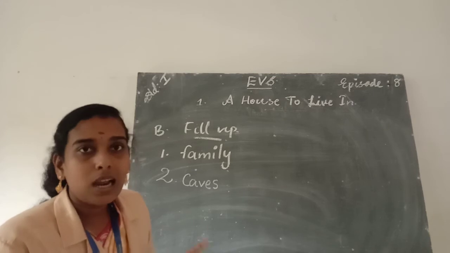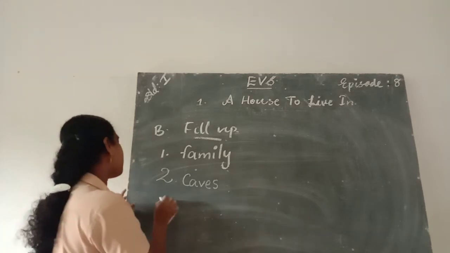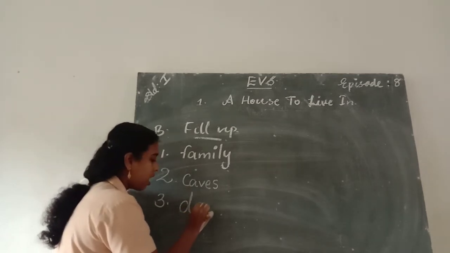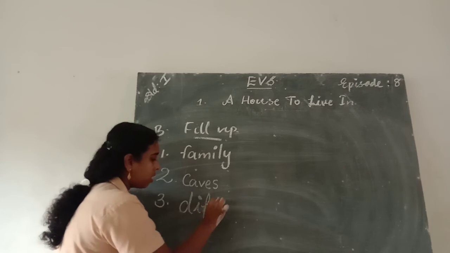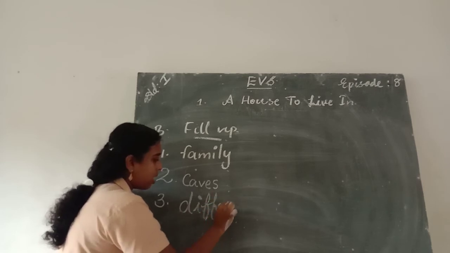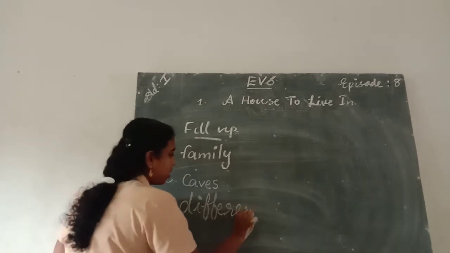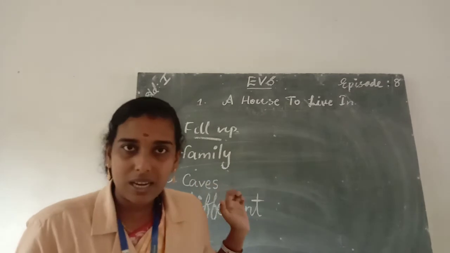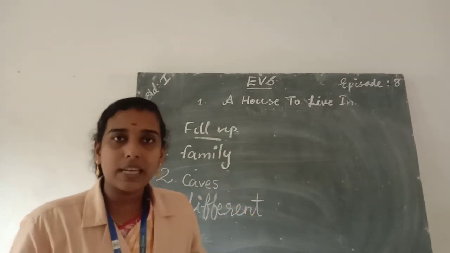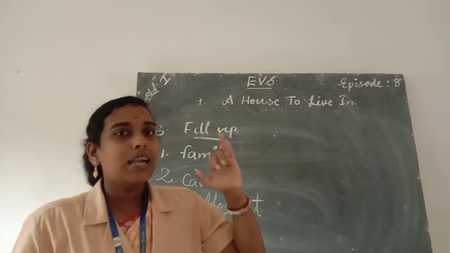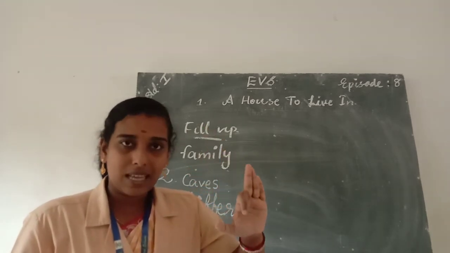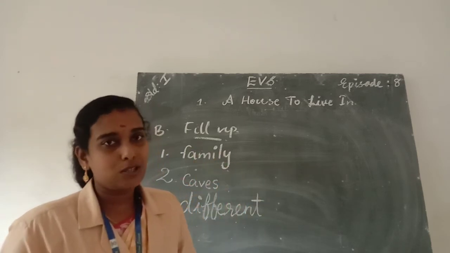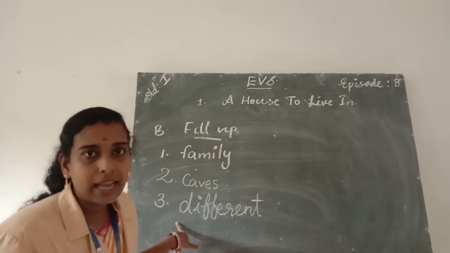A house has different rooms. What is the spelling of different? D-I-F-F-E-R-E-N-T. Different. A house has different rooms. What are the different types of rooms in a house? Drawing room, dining room, study room, kitchen, bathroom and bedroom. So a house has different rooms.